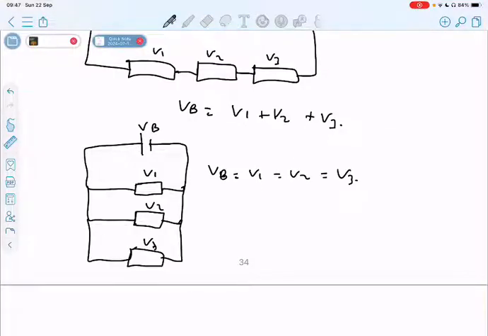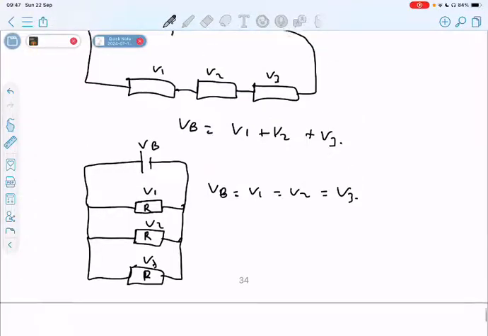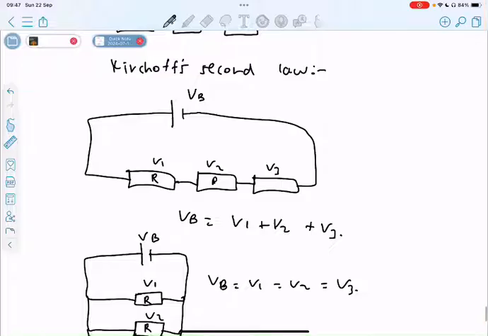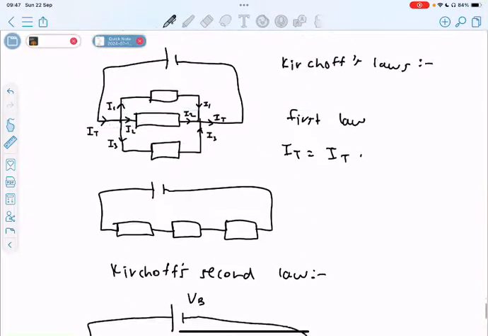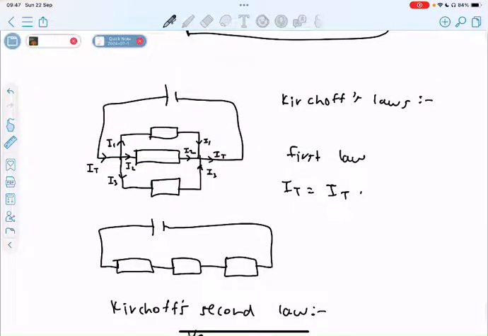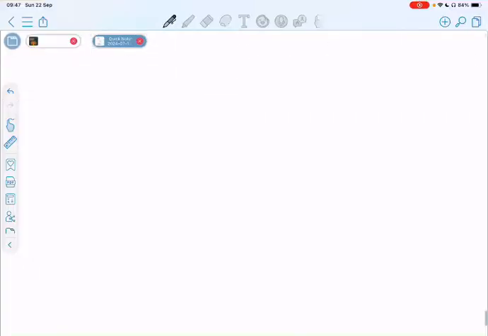Keep in mind, these apply if the resistors have the same resistance. All of these laws, Kirchhoff's first law and Kirchhoff's second law, can be changed up. These resistors can have different resistances, but the current flowing into the junction will be equal to the current flowing outside the junction. So that's it for Kirchhoff's laws.